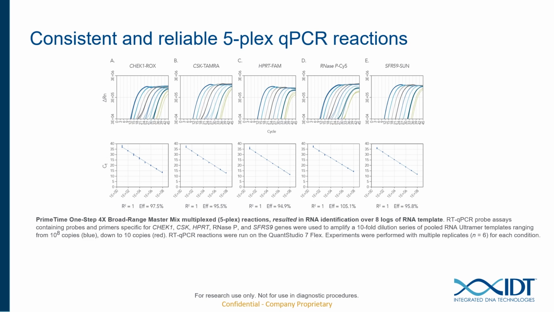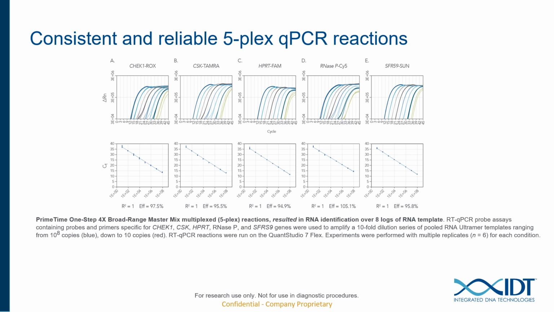IDT's PrimeTime one-step 4x broad range master mix provides exceptional multiplexed RNA identification up to a 5-plex over 8 logs of purified RNA template. These data depict the results from a multiplexed assay where we used pooled RNA ultramer templates ranging from 10 to the 8 copies down to 10 copies that corresponds to 5 genes commonly expressed in human cells: CHEK1, CSK, HPRT, RNase P, and SFRS9.